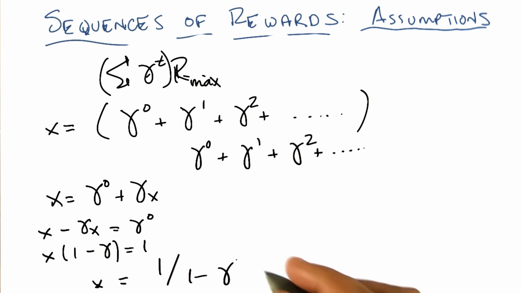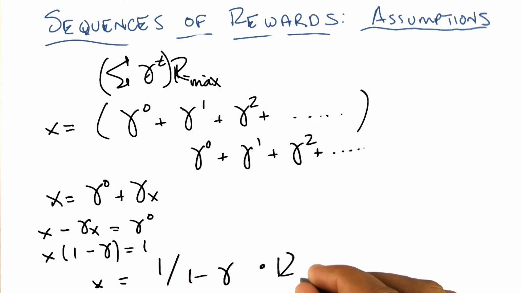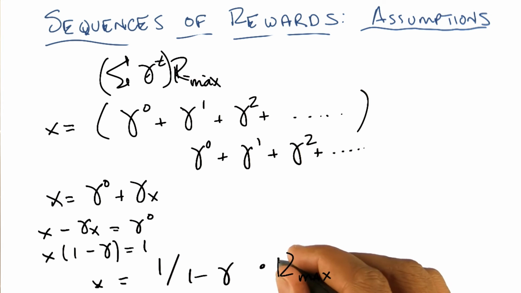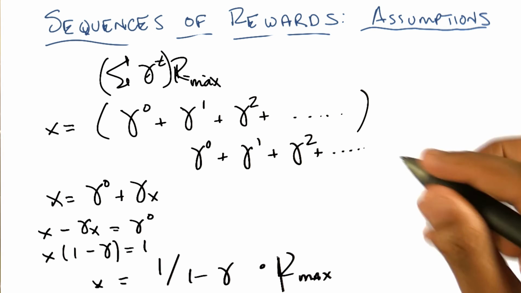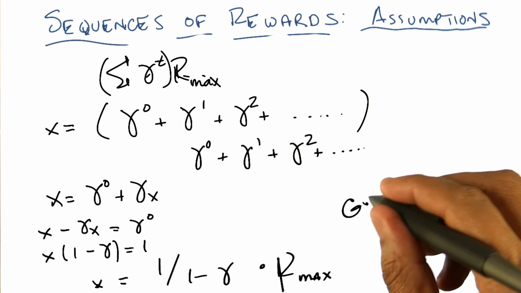Neat. And that, of course, we're going to multiply by R max and get the formula that we had. That's nifty. Yeah, and there we go. So why do we do this? Well, because you like stuff like this. And it points out something very simple, which is that geometry is easy.